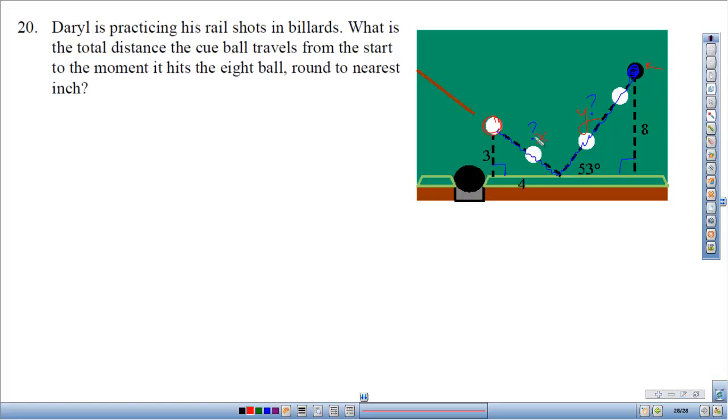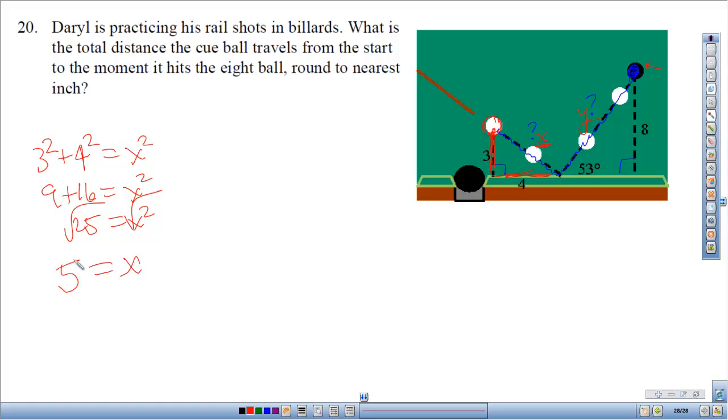Okay, so how about this one right here? Do you notice we have two sides, and we're trying to find a third side? Is this a Pythagorean theorem problem? Yes. And my missing side is a hypotenuse. So 3 squared plus 4 squared is going to be x squared. And that would be what? 9 plus 16 equals x squared, and that means 25 is equal to x squared. And if I take the square root of both sides, x is equal to 5. So it traveled 5 units after we hit it till it hit the rail, 5 units.